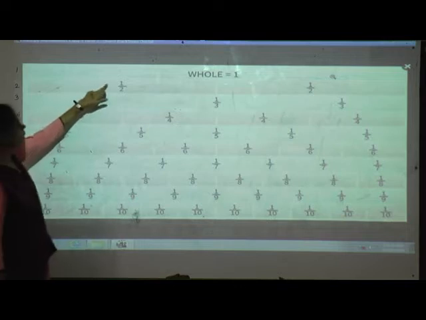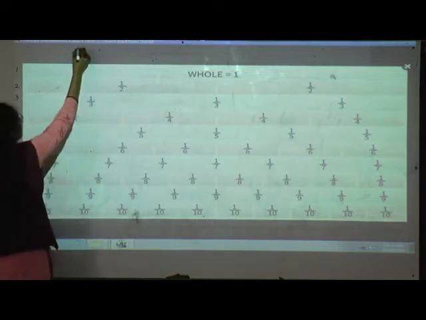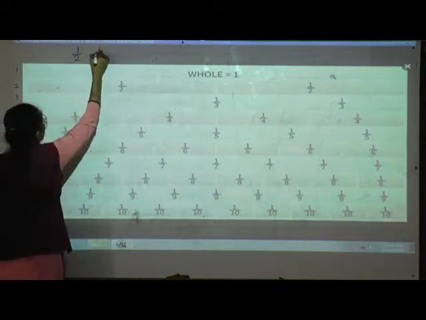Clear? Now here one more thing I want to tell. If you see the fractions 1 by 2 and 1 by 3, here I will write 1 by 2 and 1 by 3.